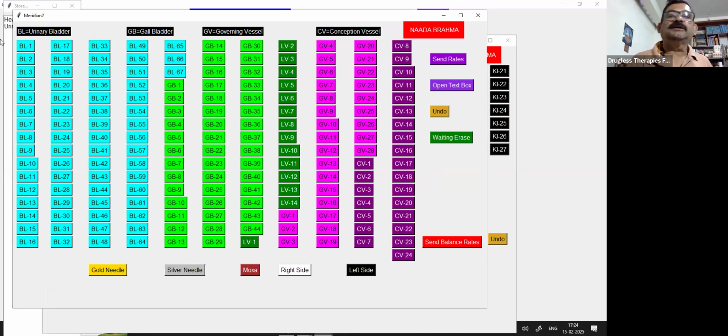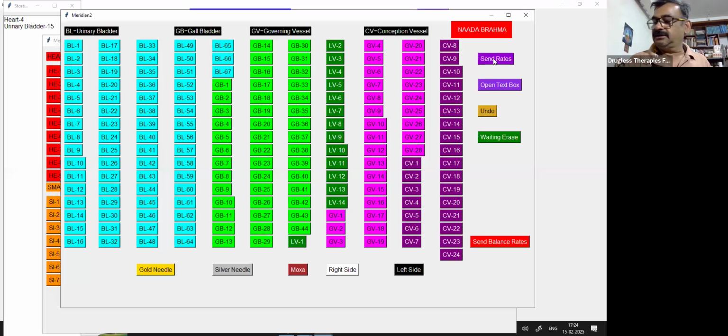Bladder 15 and heart. Now we'll use only the send rate, not the balance rate. This tunes what? It is using heart 4. Suppose you have a dryness pain in the heart, plus associated with bladder 15.